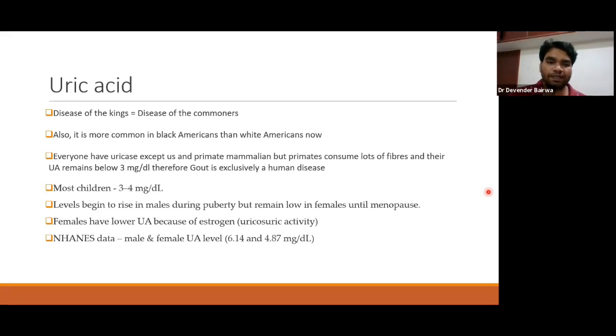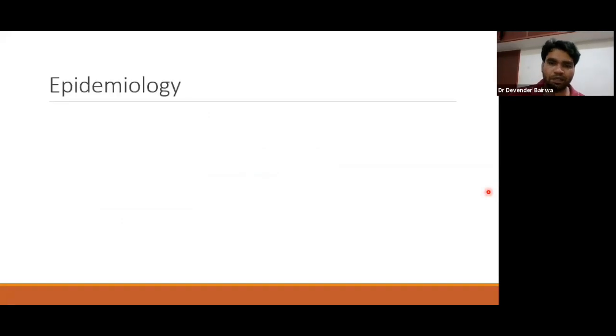This data from NHANES is from the US. The NHANES 3 data has shown that the average male and female levels are somewhere around 6 and 4. Coming to hyperuricemia, we already have discussed that hyperuricemia means that somebody's level is more than 6.8.